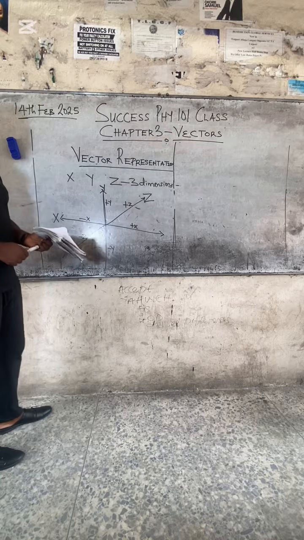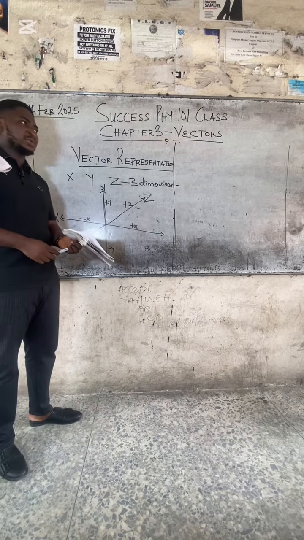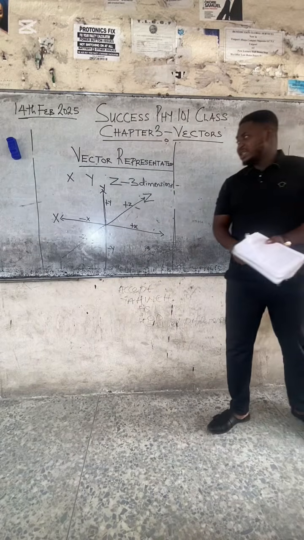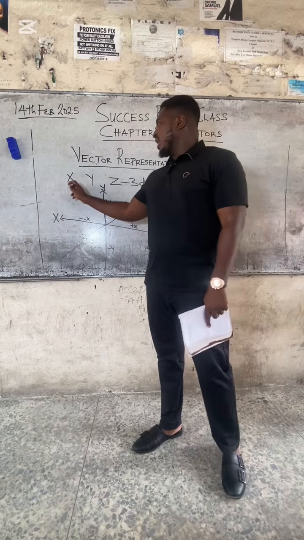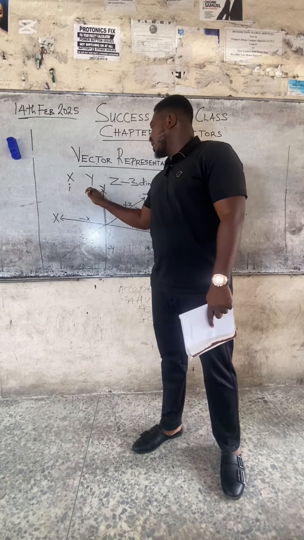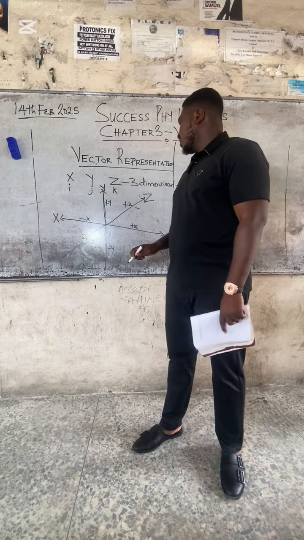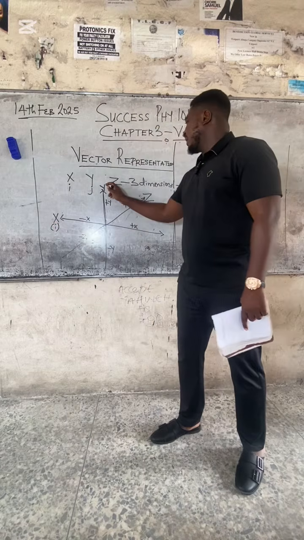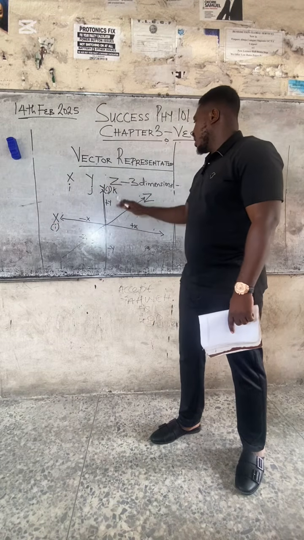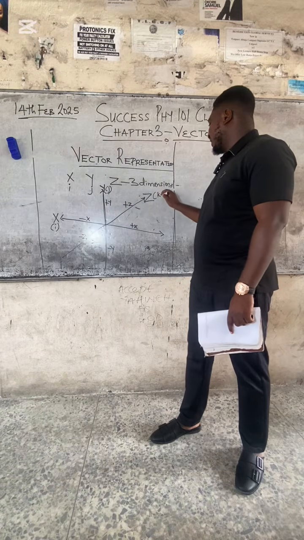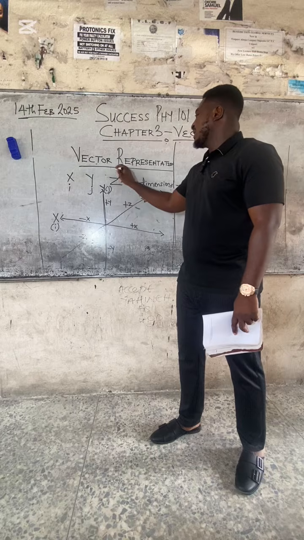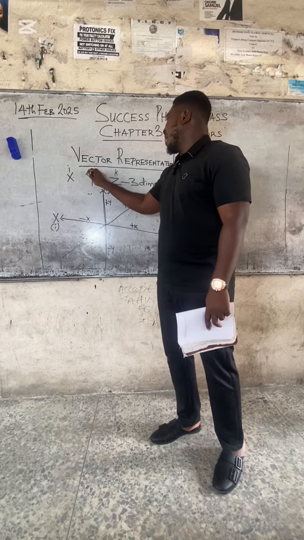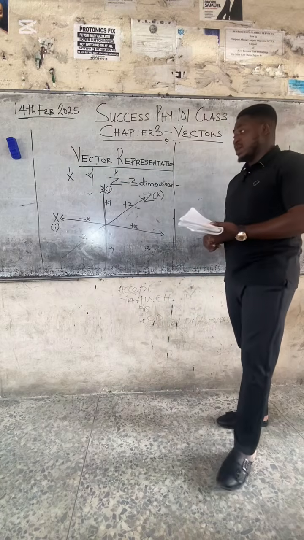Class, I'm sure you must have seen in your questions, maybe assignment or even your classwork, where they are not using x, y, and z, they're using i, j, k. Simple. The x is the i, the y-axis is j, and the z-axis is k. So the x component is represented with i, the y component is j, and the z component is k. Please take note. Anytime you see i, j, k, it means x, y, z.